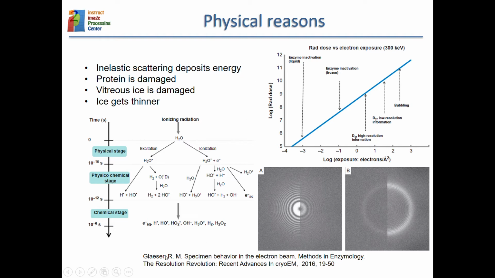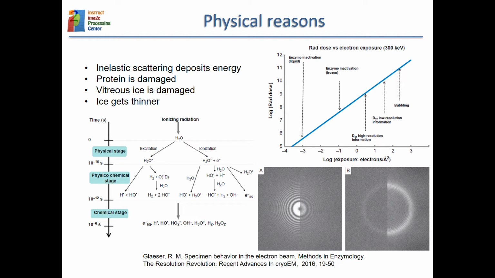This is a paper in which Robert Glaeser explains possible reasons for the beam-induced movement, and there are many of them. Some of them are shown here, like elastic scattering that deposits energy, and then this energy makes the sample move, or the protein is damaged, the vitreous ice is damaged, the ice may get thinner, a number of chemical reactions that are happening there and that might be liberating gases, or whatever the reasons are.